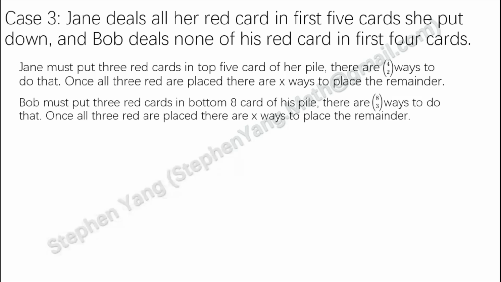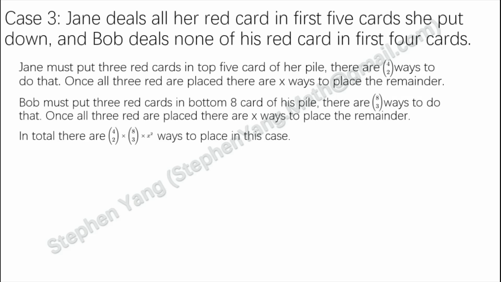And Bob must put 3 of his red cards in the bottom 8 of his pile. So there are 8 choose 3 ways to do that. And once all 3 red are placed, there will be x ways to place the remainder. And in total, there are 4 choose 2 times 8 choose 3 times x squared ways to place in this case.